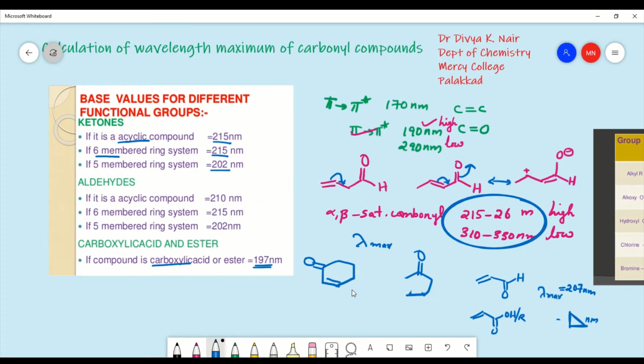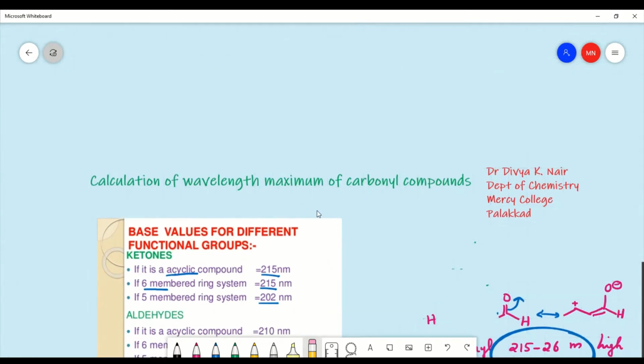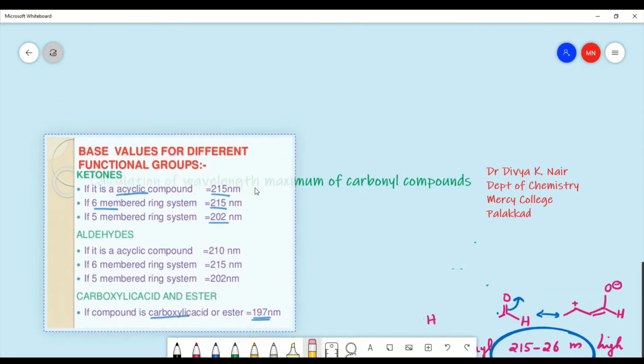Now the other things, like the contribution that we have seen for dienes and polyenes, that same thing, that is exocyclic double bond, or double bond extending conjugation, ring residues, everything is also present over here. Additional contribution by these factors are also present over here. So let me summarize what are those things.